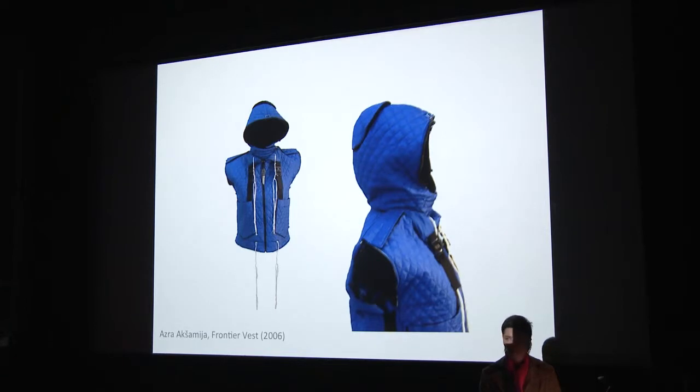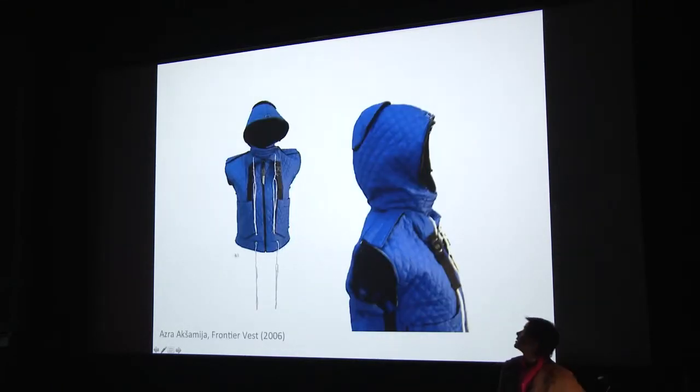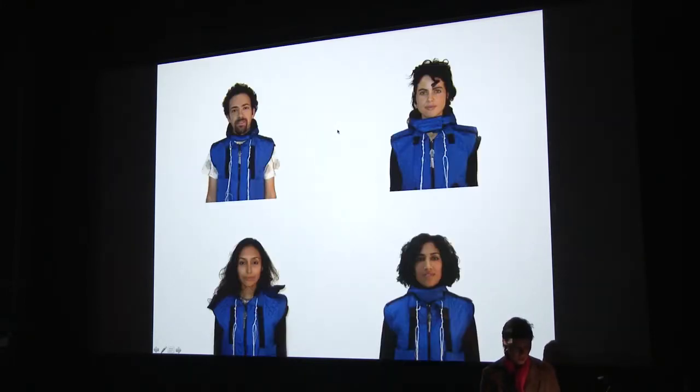It's a jacket, any kind of jacket that opens in the front is called a frontier vest. But it's a sports jacket that can unfold into an Islamic prayer rug and also a Jewish talit prayer shawl. So the hat opens, here becomes a kind of kippah. And these are some of my Middle Eastern, American, Muslim, Jewish, secular friends.